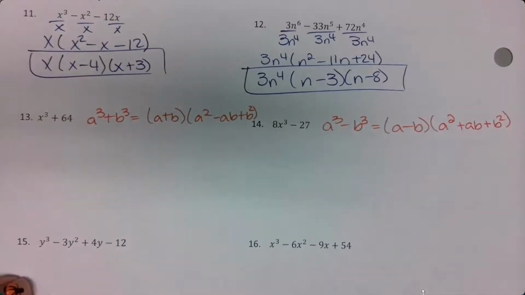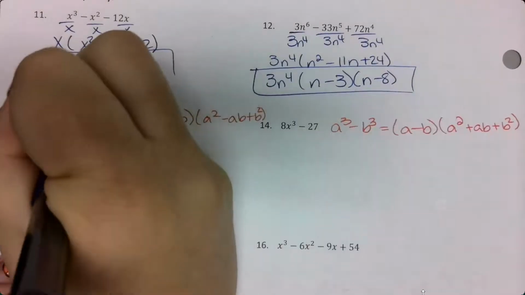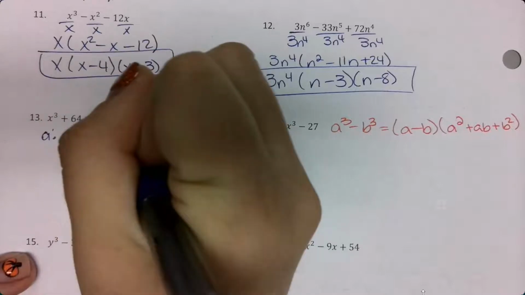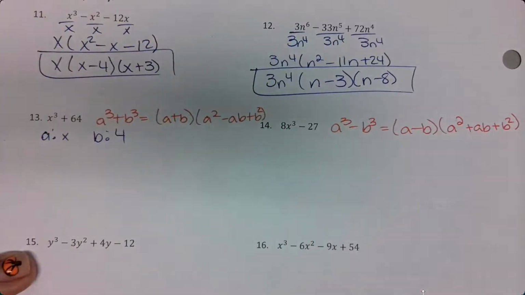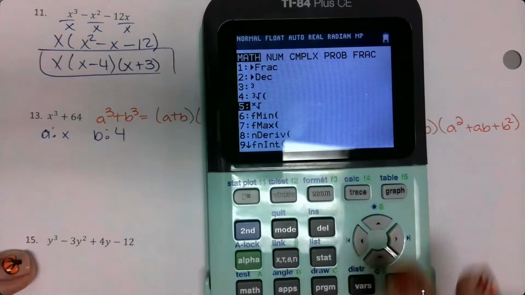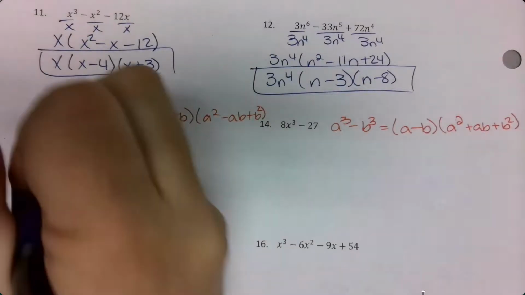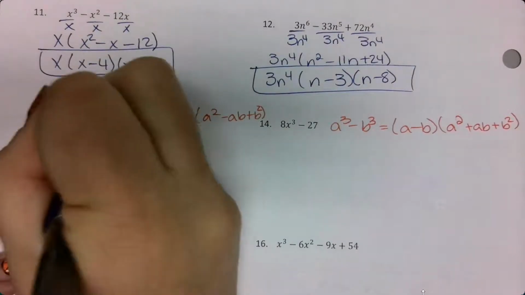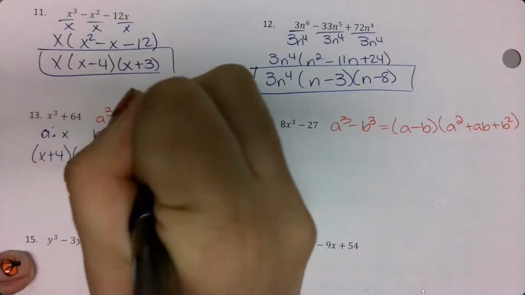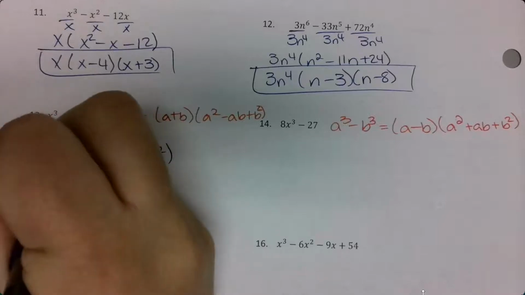So, on 13, I first want to identify my a and b. This is taking the cube root of both of those. My a is x. My b is 4. If I'm not sure, I can always do math, and choice 5 has this x in the radical. Then I would do 3, and then whatever number I'm looking at to get my cube root. So then I'm going to plug in. I have x plus 4 times x squared minus 4x plus 4 squared. And I just want to rewrite that. 4 squared is going to turn into 16.